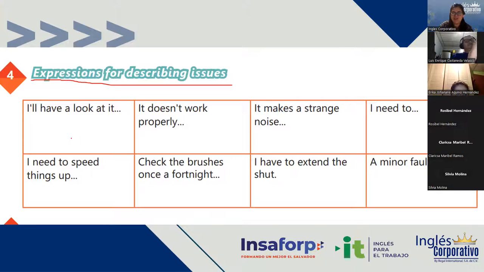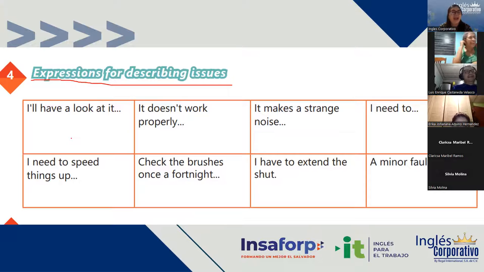I'll have a look at it. I need to speed things up. ¿Qué significa? I need to speed things up. Necesito acelerar las cosas.